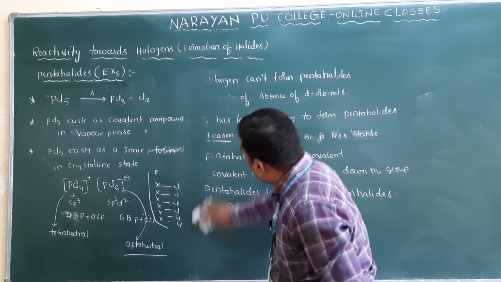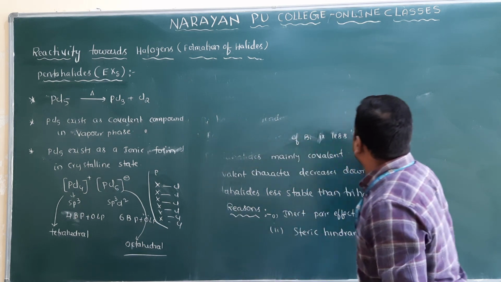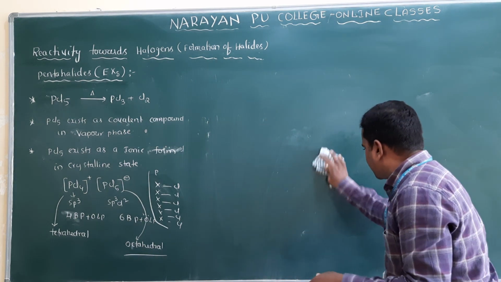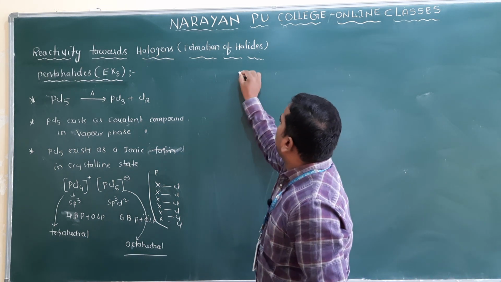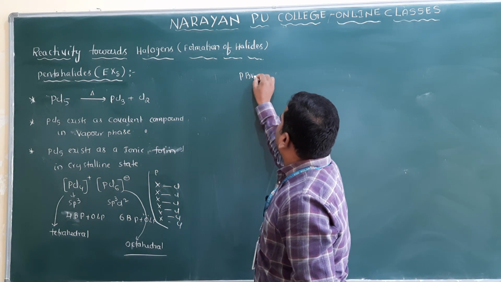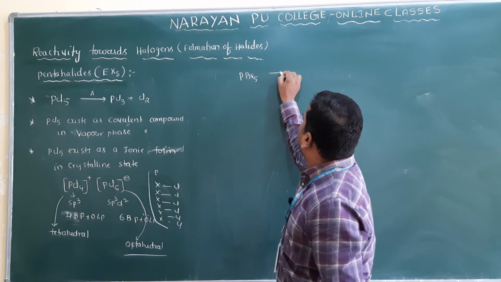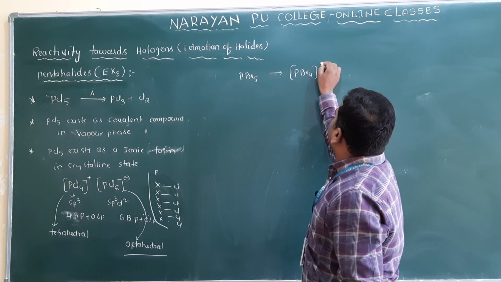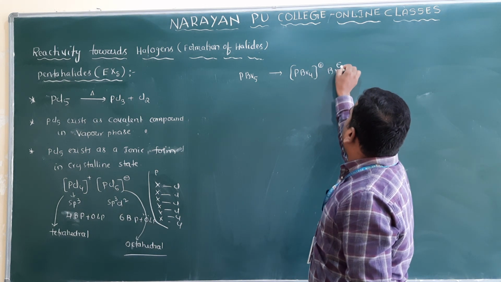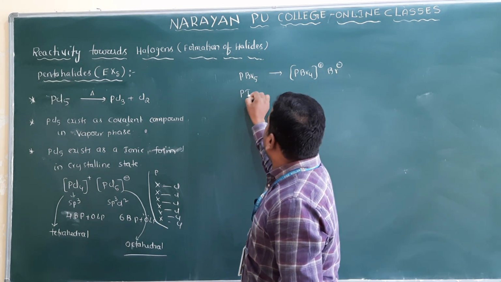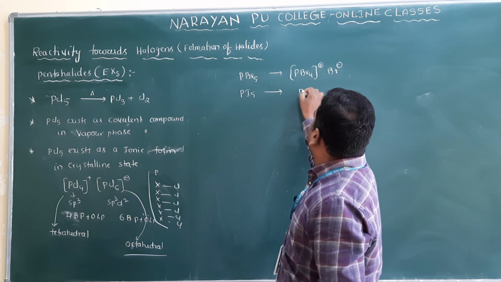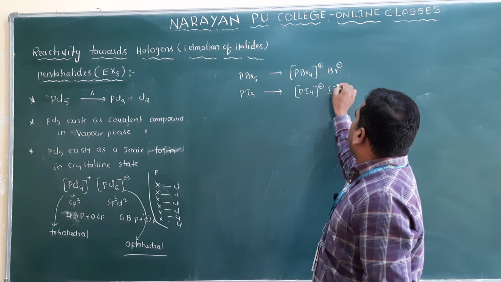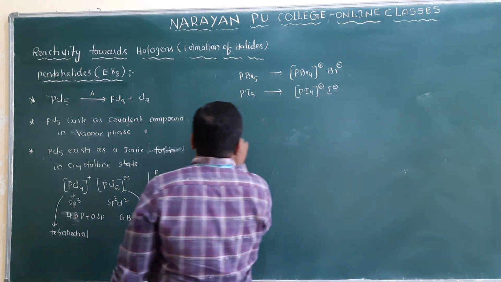Clear? And the next one, the remaining phosphorus bromide, also exists in ionic form. PBr5 can also exist in ionic form like PBr4+ and Br-. In the same way, PI5 also exists in ionic form in the crystalline state, as PI4+ and I-. Clear? So this is the next point.